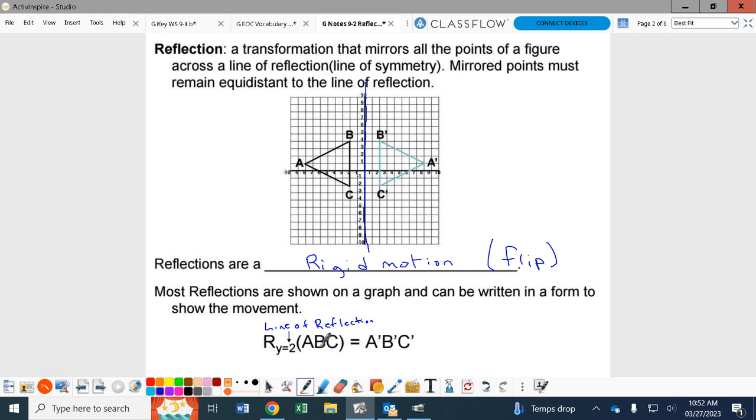The key on this, just like we did before when we were doing our translations where you added or subtracted, is the line that we will be reflecting across. If you can't identify that, then none of this matters. Okay? Anybody have any questions before we move to doing example problems? Okay, here we go. Example problems.